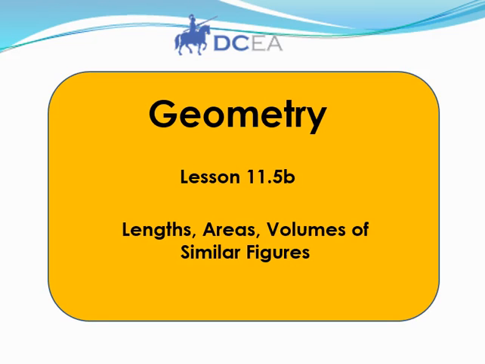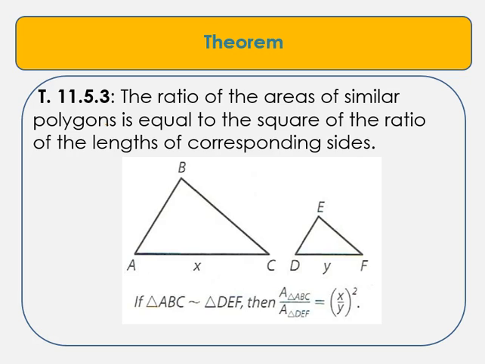Welcome to Geometry, Lesson 11.5b, more about lengths, areas, and volumes of similar figures. Our next theorem, Theorem 11.5.3: the ratio of the areas of similar polygons is equal to the square of the ratio of the lengths of the corresponding sides.